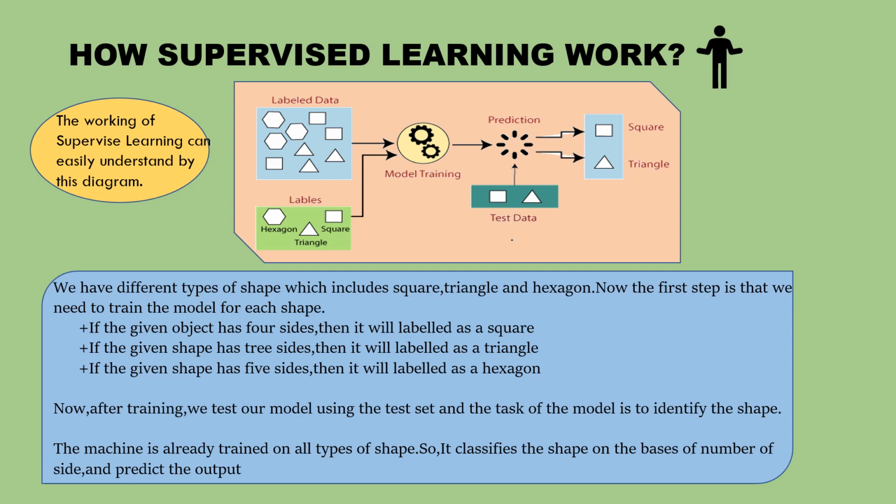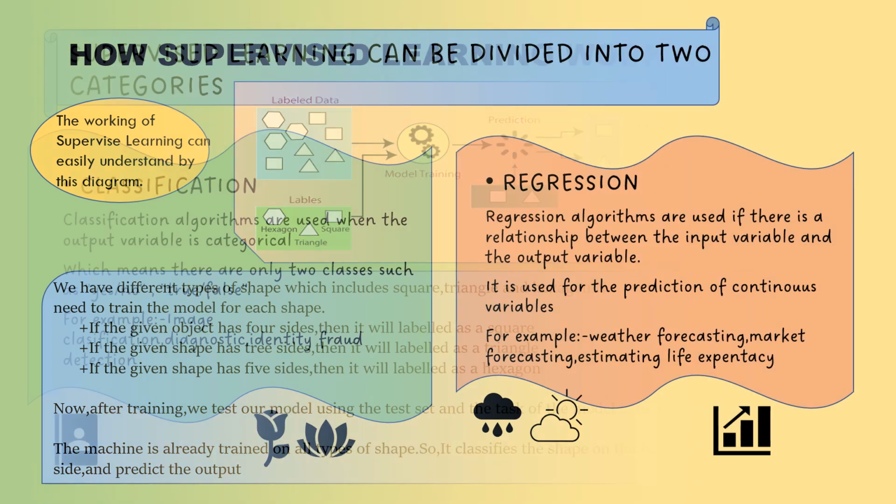Now, after training, we test our model using the test set, and the task of the model is to identify the shape. Since the machine is already trained on all types of shapes, it will classify the shape on the basis of the number of sides and predict the output.